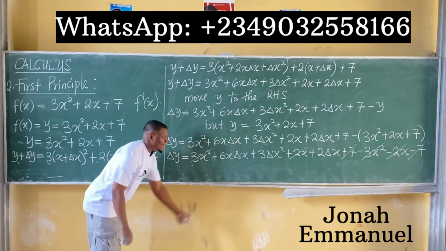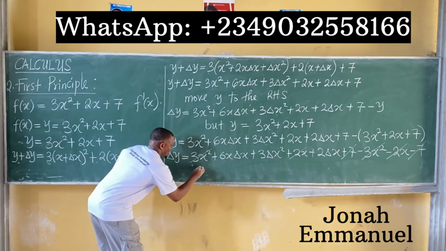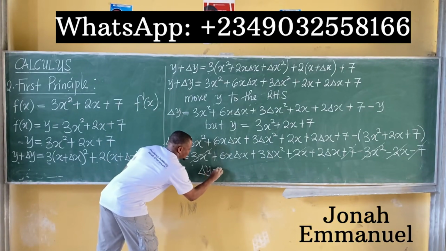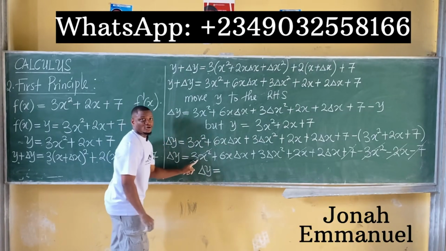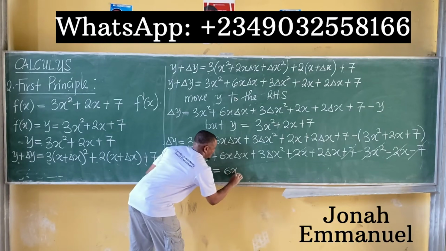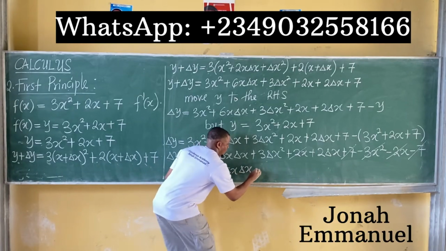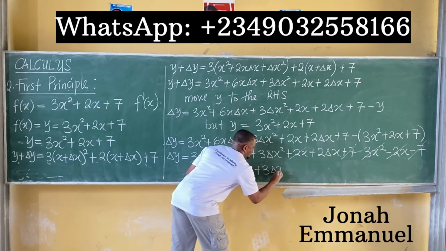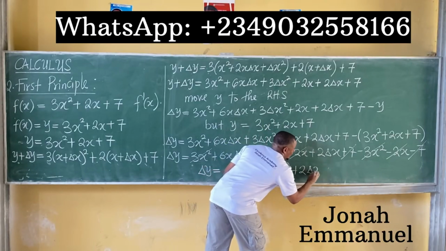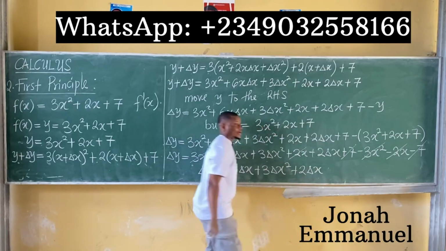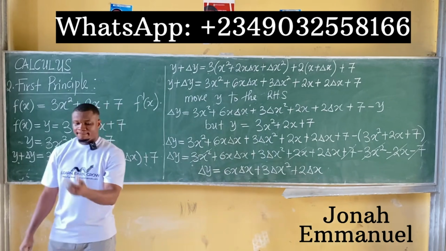All right. Let's pick out what is remaining here. I have change in y is equal to, what do you have here? This one is gone. This is gone. So what do you have there? 6x change in x plus 3 change in x squared. That's all? Yes. All right. So that's it.